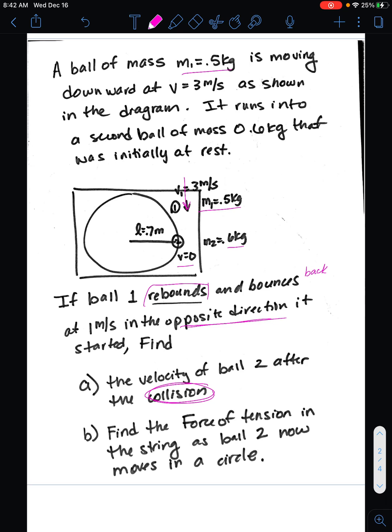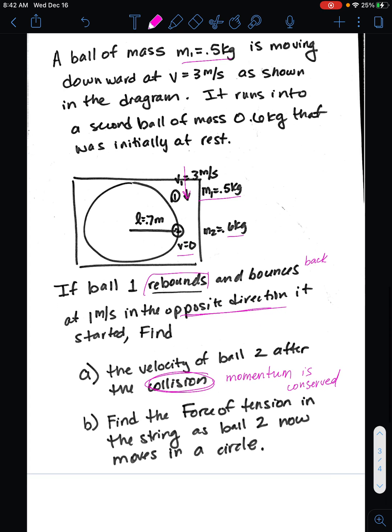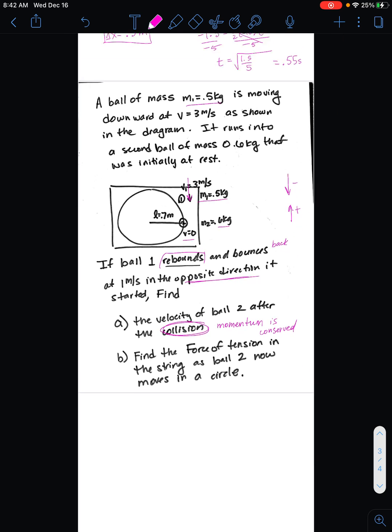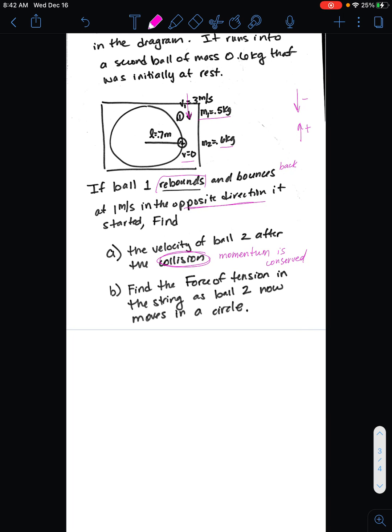Okay, I see the word collision. It makes me think momentum. I'm going to need to set up a conservation of momentum. Momentum is conserved in our collisions. And so it looks like we've got a downward direction and an upward direction. So maybe we can make the downward direction negative and the upward direction positive. Doesn't matter which way you make negative and positive, but you do just have to tell your grader about your signs.